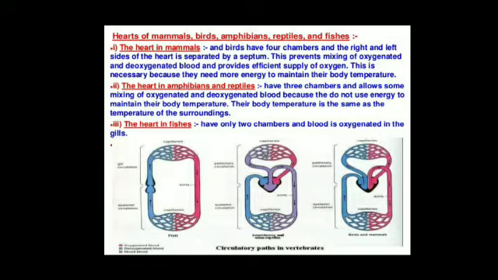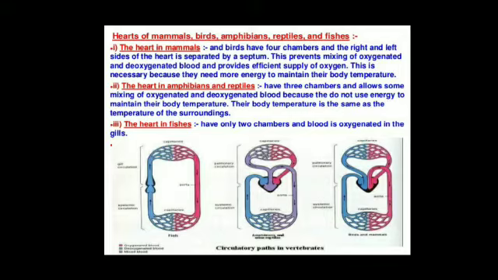So in mammals and birds, they have a 4 chambered heart, and the oxygenated and deoxygenated blood is separated by a dividing wall, that is septum. This prevents mixing of oxygenated and deoxygenated blood and provides sufficient supply of oxygen. It is necessary because birds and mammals need a constant source of energy to maintain their body temperature.